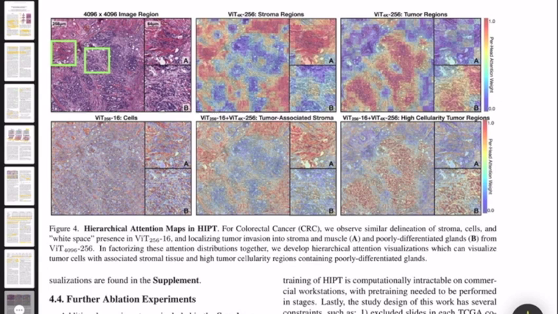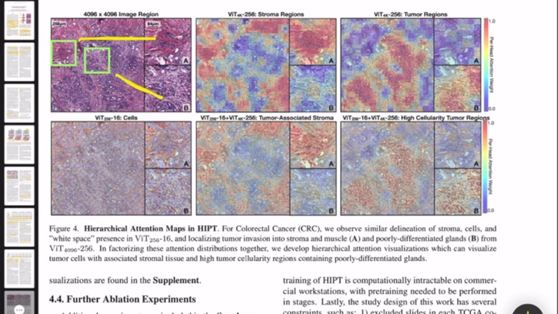The first panel is the regular H&E stained slide. A is a magnification of the top left green box, and it shows a region where the tumor, the dark purple parts, invades muscle and stroma. Mostly the pink parts are muscle. The second, bottom left, is a visualization of the attention head at the patch level. High red values for cells and blue low values for the white spaces.